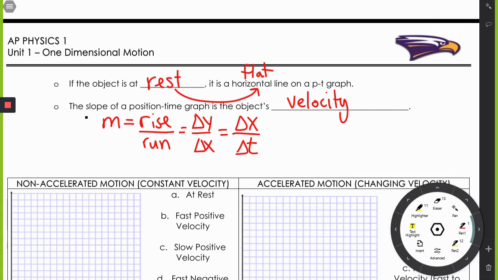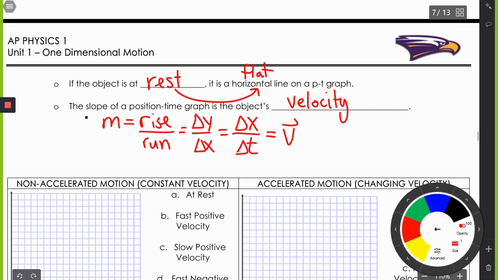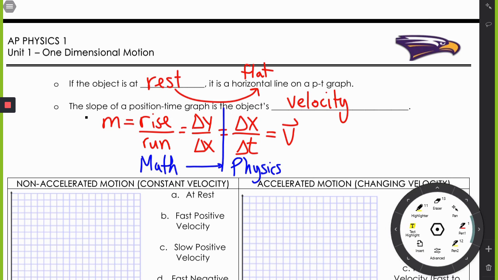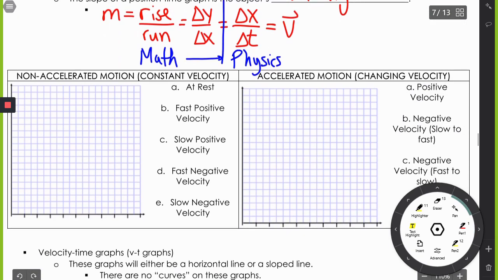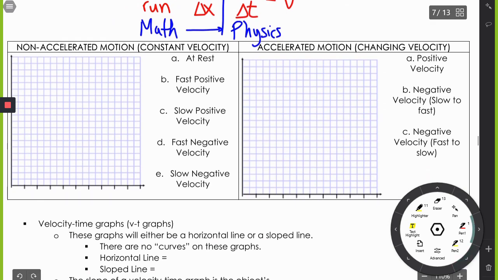But that, if you remember from the other day when we defined velocity, that is just the definition of velocity. Okay, when you see this delta x over delta t equals velocity, that is what we call a definition. So the left side of this is math. The right side of this is physics. Okay, but notice that we used a math principle to get to the physics concept. So we use the definition of slope to now define what the slope of a position versus time graph is.